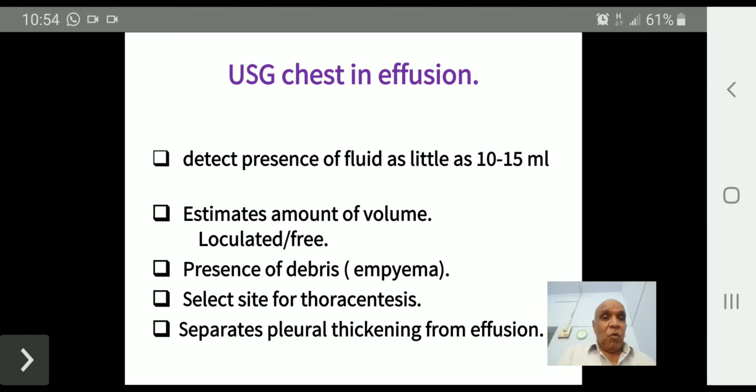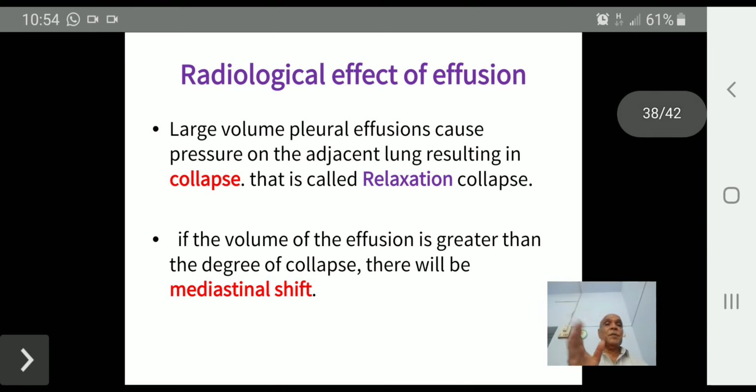whether fluid is loculated or free, or the presence of debris, which means it can say whether this is serous or it may be empyema. USG is more important to select the site for thoracocentesis. It can differentiate pleural thickening from pleural effusion.